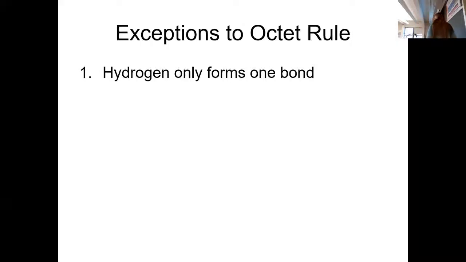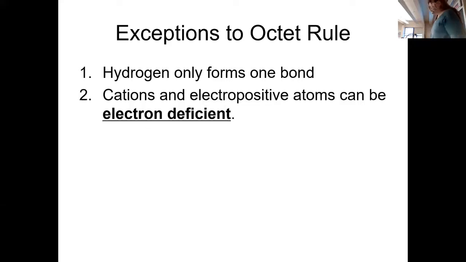Okay, so the first one we already know about. Hydrogen only forms 1 bond. So this isn't anything new, so I'm not even going to say much about it. Cations and electropositive atoms can be electron deficient. So I'm going to give you examples of this, but this isn't something that comes up a whole lot in chemistry, so we're not really going to focus on it.